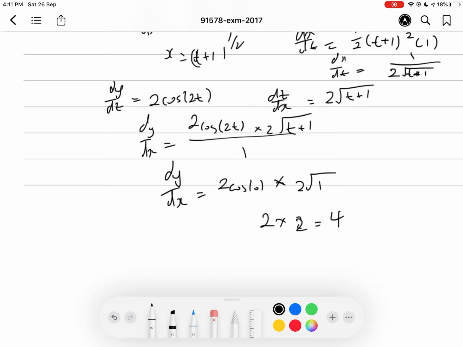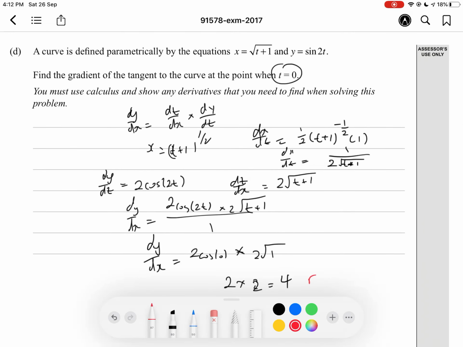That should be our final answer for this question, and again it should be a merit level question. Merit level for the final answer. In terms of getting an achieved, we need dx over dt or dy over dt, just any of those. So this one or this one will get you an achieved.